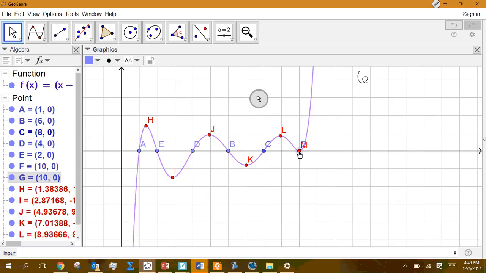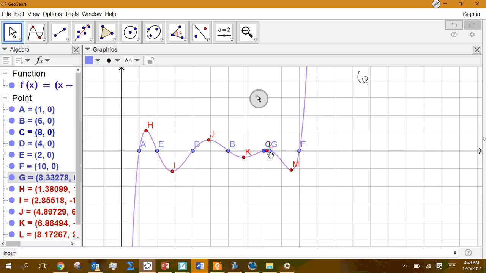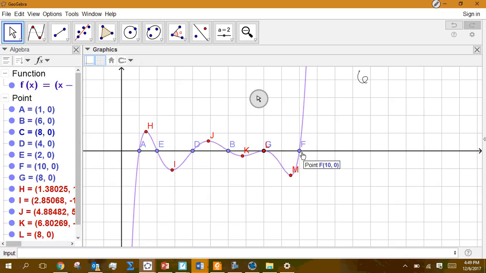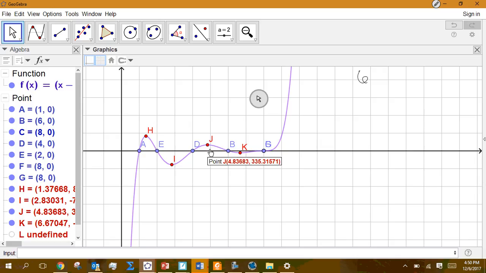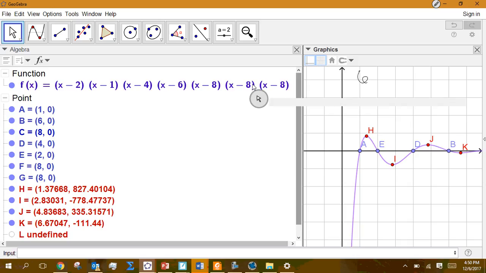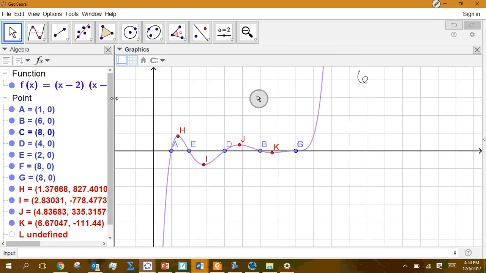But what if we do this? What if we create that? Now how many turning points do you have? Well, 1, 2, 3, and now 4. And that's just because, again, we now have an odd multiplicity here with the x minus 8s. So we had 6, we saw 6 again, now we see 4.